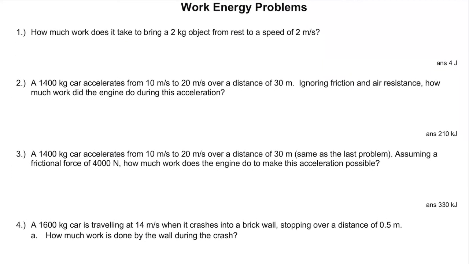Okay, so here's a basic problem. How much work does it take to bring a 2 kilogram object from rest to a speed of 2 meters per second? You're going to say work net. It's a force times the distance, but it's also a delta KE. So go ahead and write out your delta KE. 1/2 m v final squared minus 1/2 m v initial squared. That gets you 4 joules of work, or Newton meters.